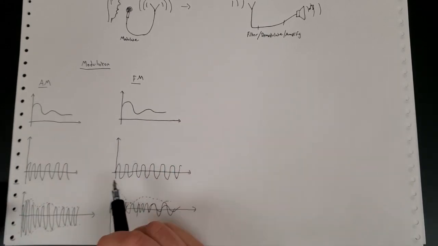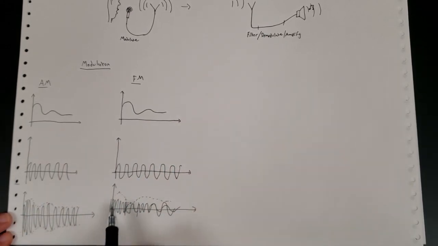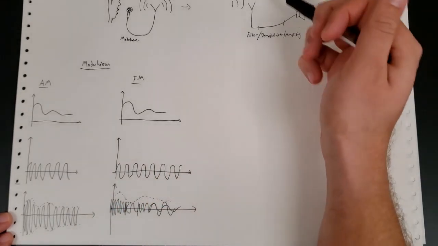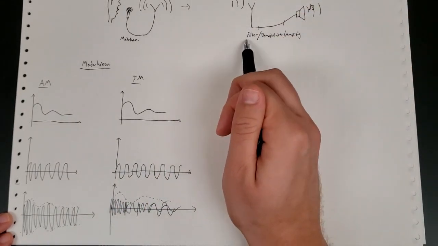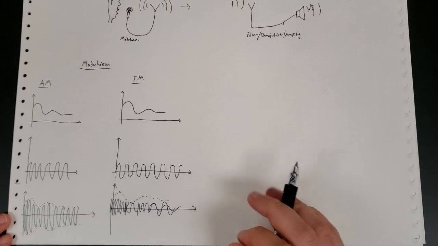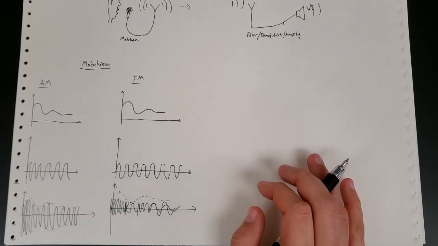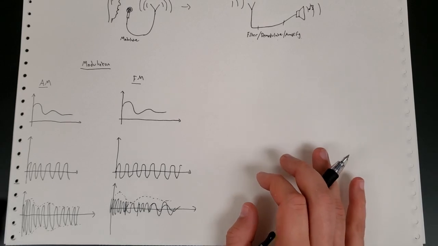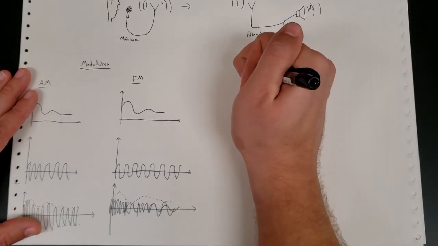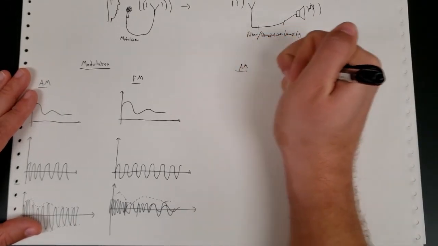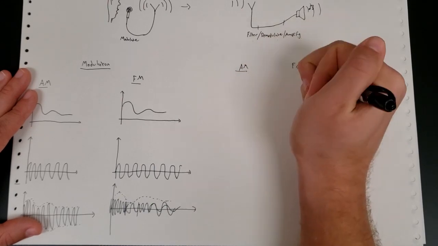We can then take this information and transmit it and then receive it, and then we'll do these three things: filter, demodulate, and then amplify. Let's talk about some of the pros and cons between these two different kinds of modulation. So we have our AM over here, and we have our FM over here.